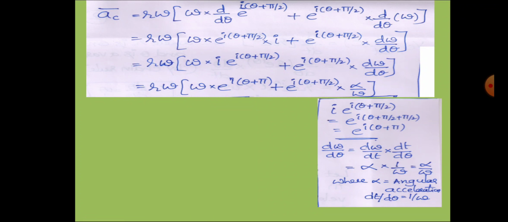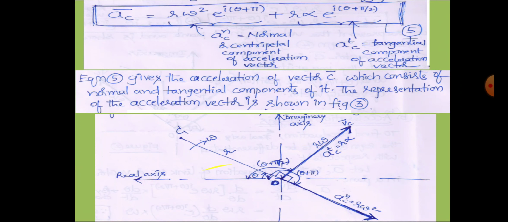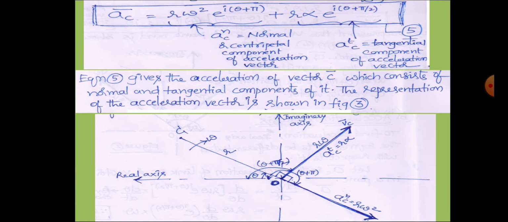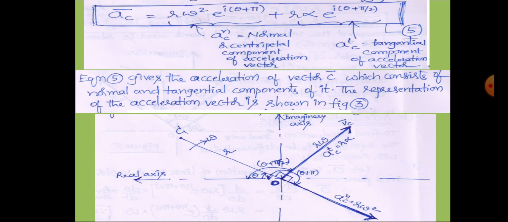Now in place of i into e power i of theta plus pi by 2, I wrote it as e power i of theta plus pi. Further, AC bar is equal to, if I multiply r omega with the two terms inside the bracket, r omega into omega is r omega square into e power i of theta plus pi, plus r omega into alpha by omega, which leaves r alpha into e power i of theta plus pi by 2. So this is equation number 5.